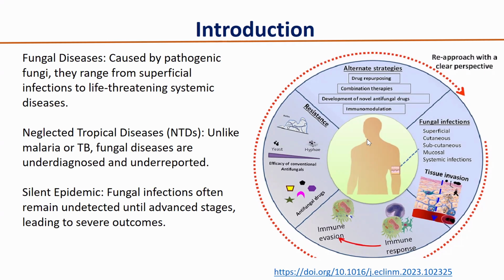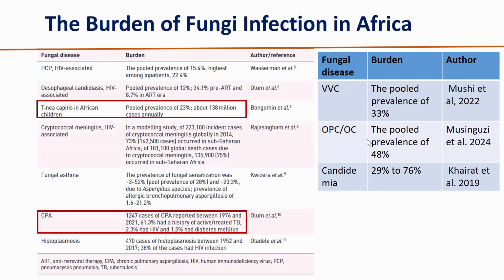So talking of the burden of fungal infection in Africa, it's very wide, starting from localized cutaneous fungal infection, like tinea capitis in African children, which is reported to be around 23%. But going up to invasive fungal infection, something like cryptococcal meningitis, it's reported to be very high, and it goes up to 73% of HIV-infected individuals who present with signs and symptoms of meningitis. So they are diagnosed with cryptococcal meningitis.